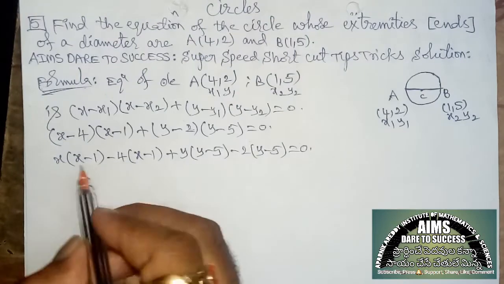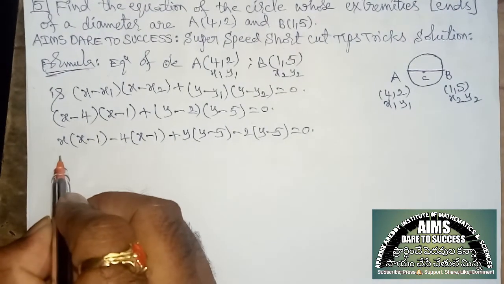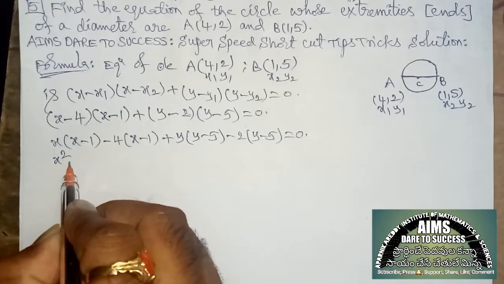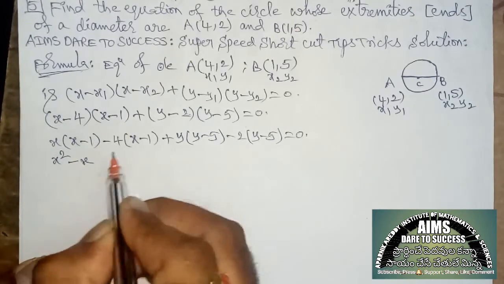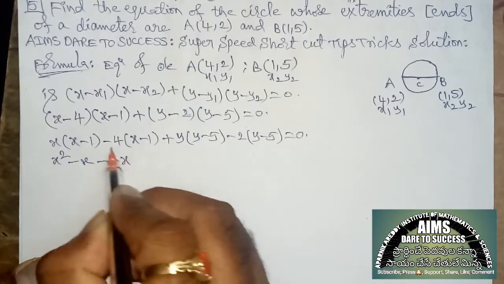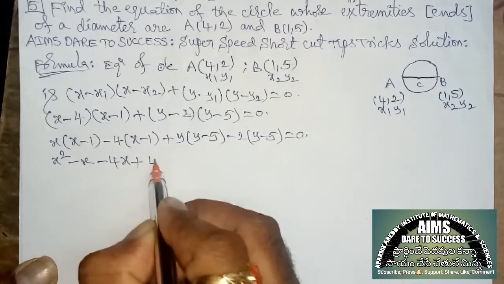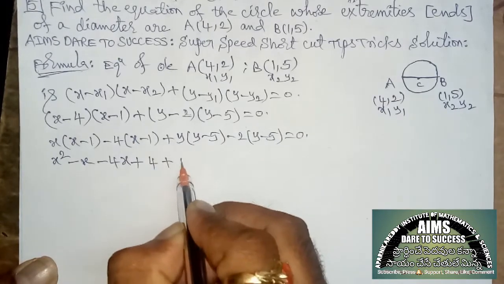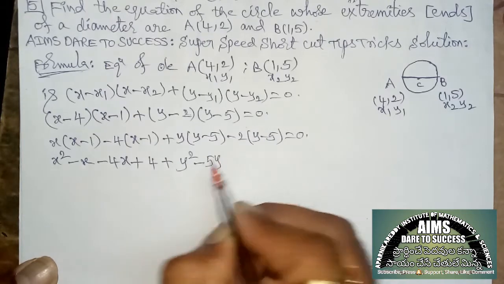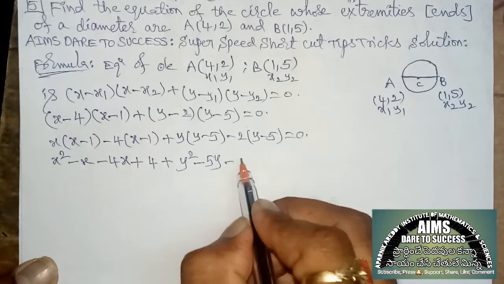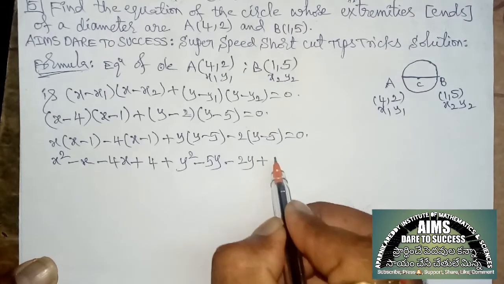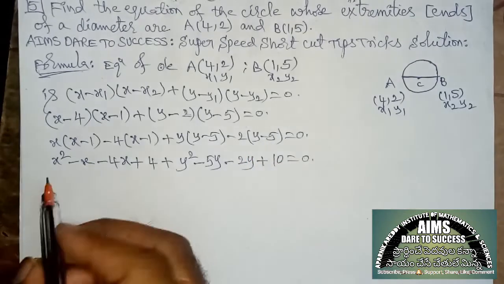Next x multiply inside, we get x into x is x square, plus into minus, x into 1 is minus x. Minus 4 multiply inside, we get minus 4x. Minus into minus plus, 4 ones are 4. Plus y multiply inside, we get y into y, y square, plus into minus, y into 5 is 5y. Minus 2 multiply inside, we get minus 2 into y, minus 2y. Next minus into minus plus, 2 5s are 10, is equal to 0.